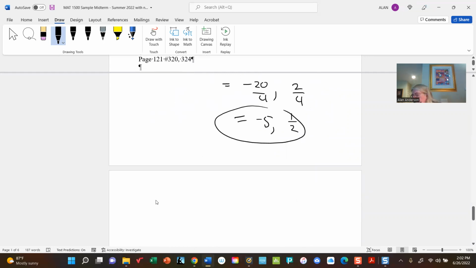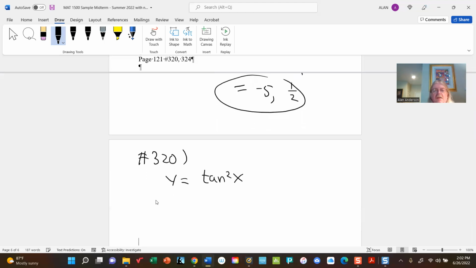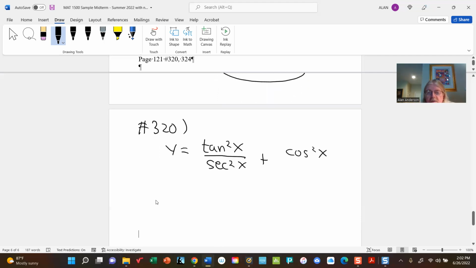On page 121, number 320. Oh, trig. Okay, don't worry, this one isn't as bad as it looks. They're asking us basically to simplify tangent squared x over secant squared x plus cosine squared x. Now, of course, they obviously expect us to use identities to help reduce it to something more simple. So let's write down the definitions of these.